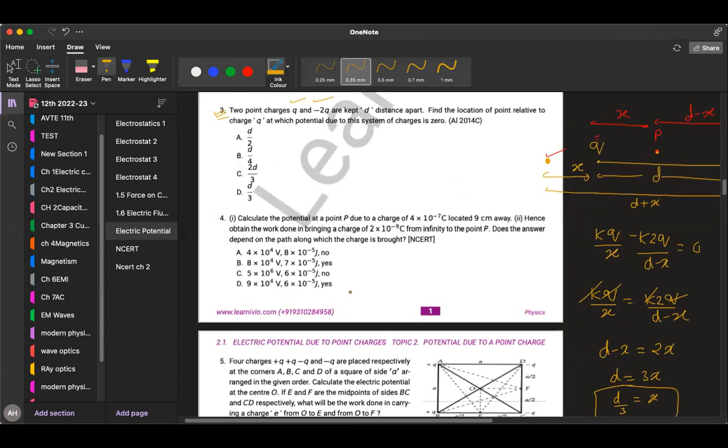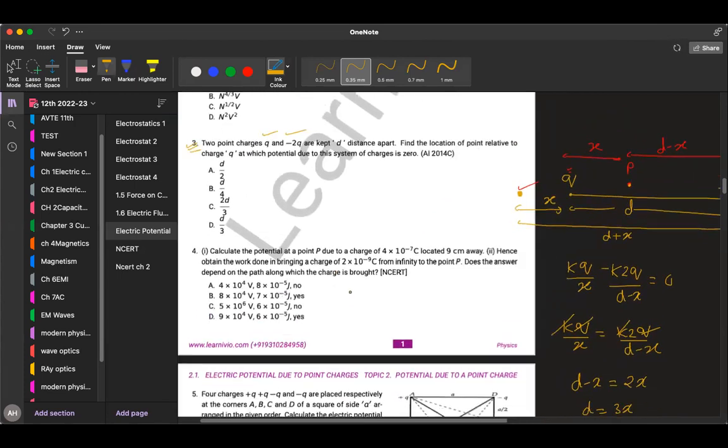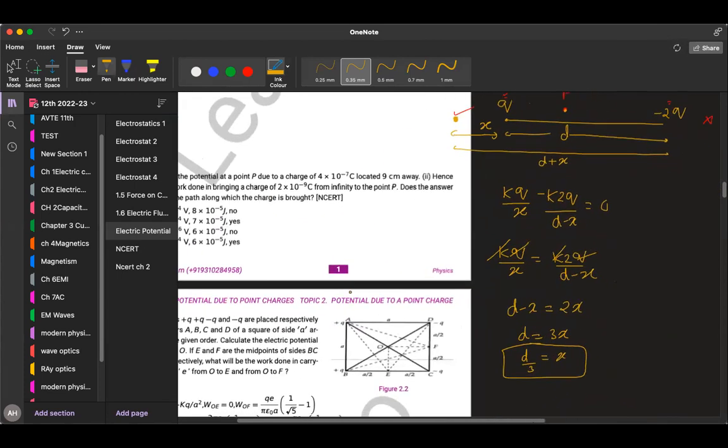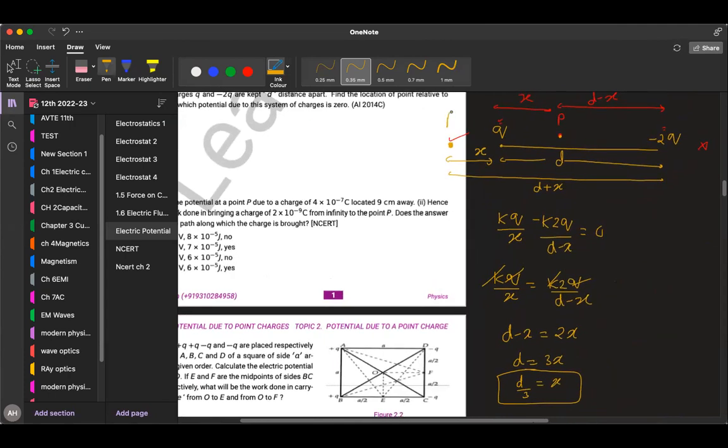Is there any option D by 3? Yes, D by 3 is my option. See, you can check one more possibility. Your potential can be zero here. Let's check this possibility.